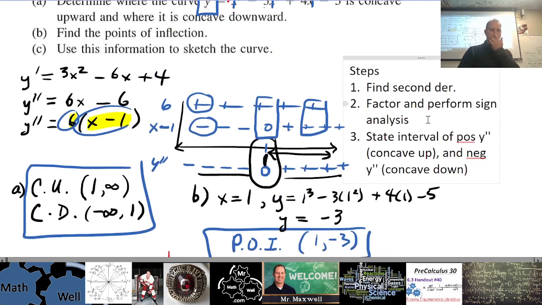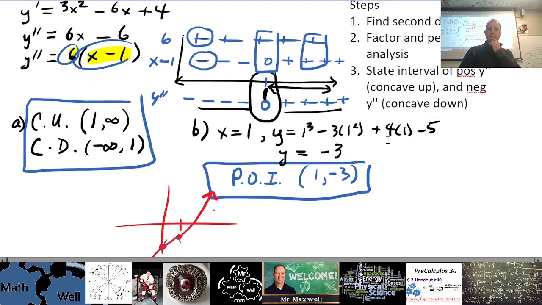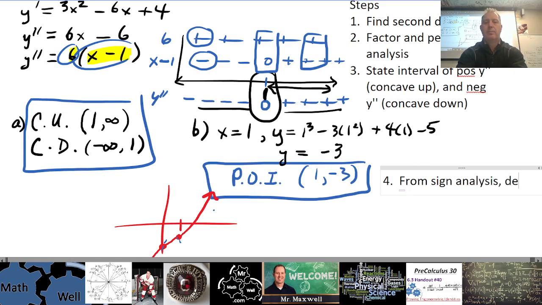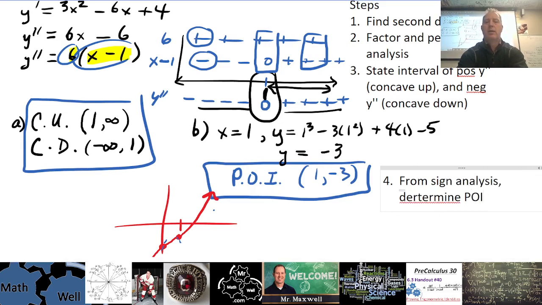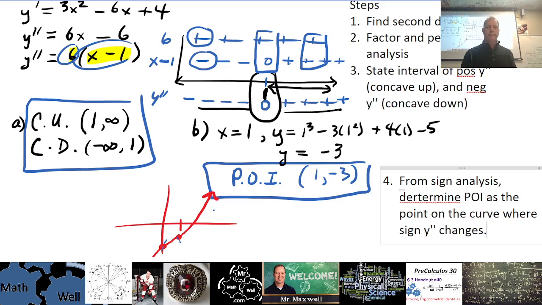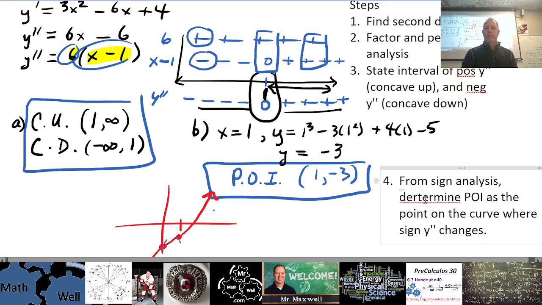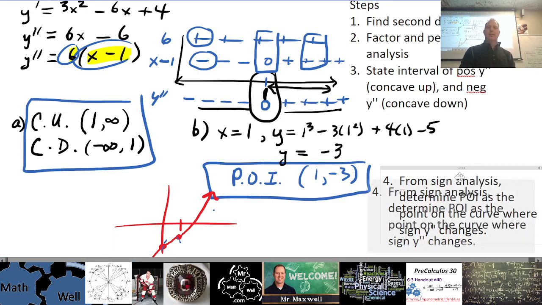Okay, did I finish my steps? Probably not. State the interval, okay. So let's do number 4 here. Step 4 on the point of inflection, okay. From sign analysis, determine POI as the point on the curve where the sign for y double prime changes. Determine. Let's change that to an actual word. Determine. There we go. Okay, does that make some sense?